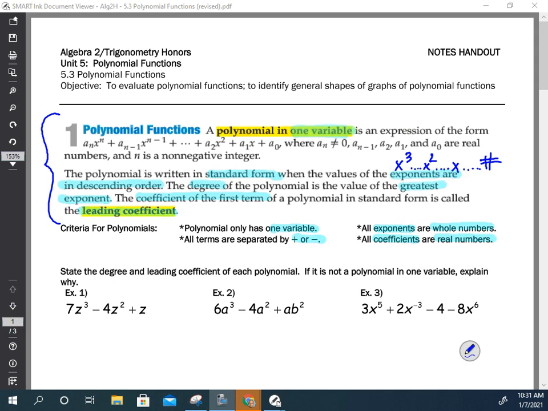Before we do a couple examples, does anyone have any questions on the criteria that a polynomial has to meet? Not hearing any, not seeing any, so let's do a couple of examples.